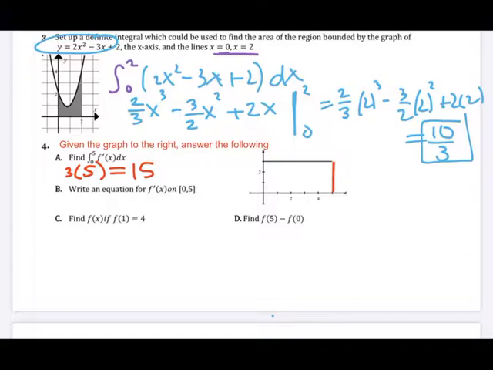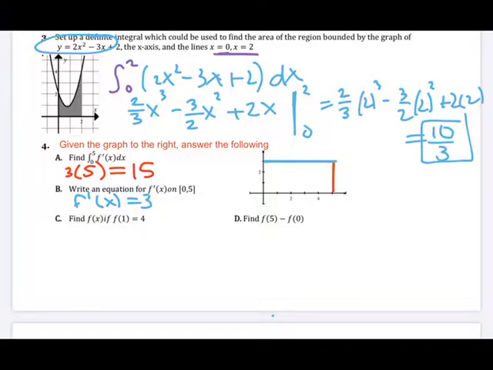Part B says write an equation for f prime of x on the interval from 0 to 5. So I'm looking at this right here. If I was going to write the equation of that function, that is a horizontal line, which is a y equals 3 line, but let's write that as f prime of x equals 3.